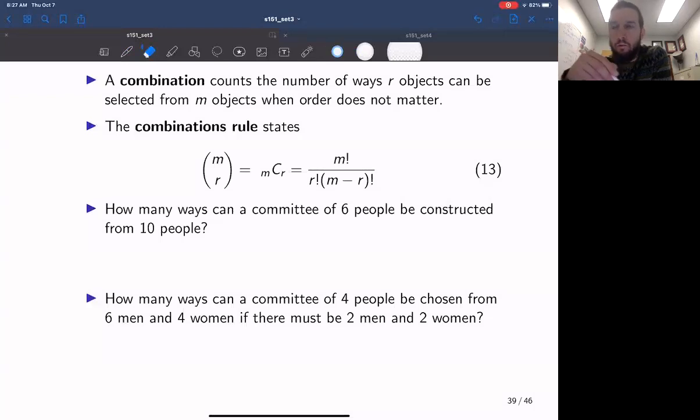With the combination rule, we wouldn't do that. So combinations do not distinguish between the order of the objects. So this would be our rule for counting how many ways we can pull our objects out of M objects when the order does not matter. So we wouldn't distinguish between the set AB and the set BA when counting combinations.